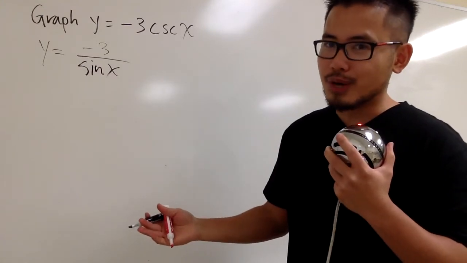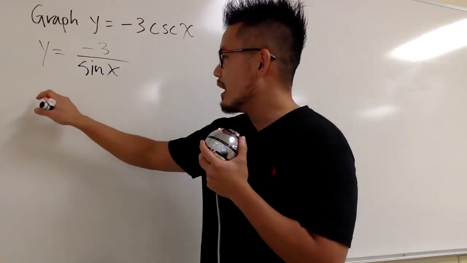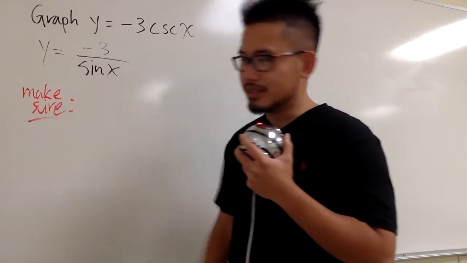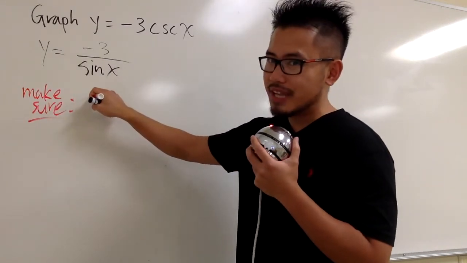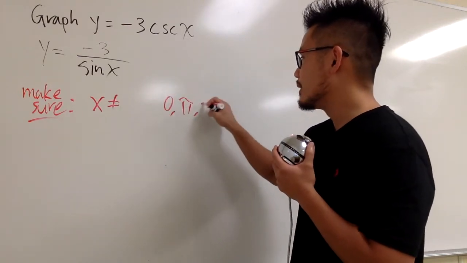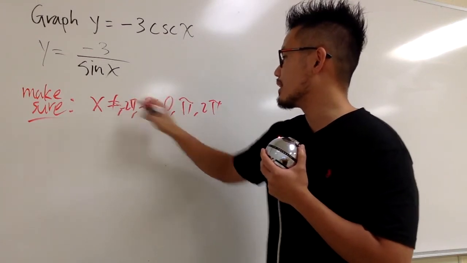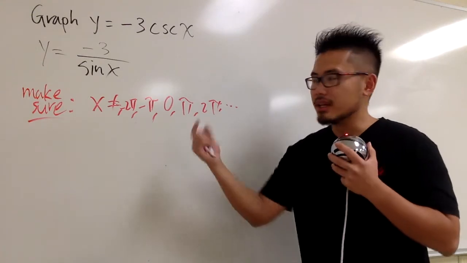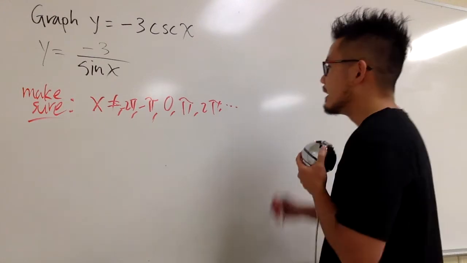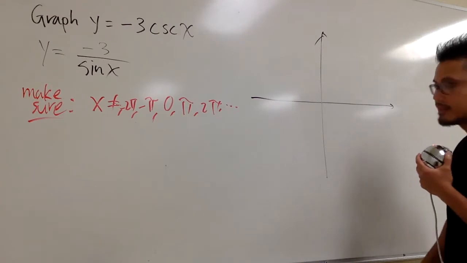And then I'm not going to go through the trouble of finding the domain and things like that. It's the same as the one I just showed you. So in this case, we want to make sure that x is not equal to 0, pi, 2 pi, nor negative pi, negative 2 pi, and so on, like this, right? Because all these values will make sine x equal to 0 in the denominator. That's bad. These are the vertical asymptotes.